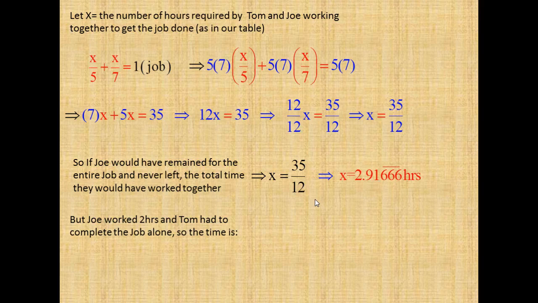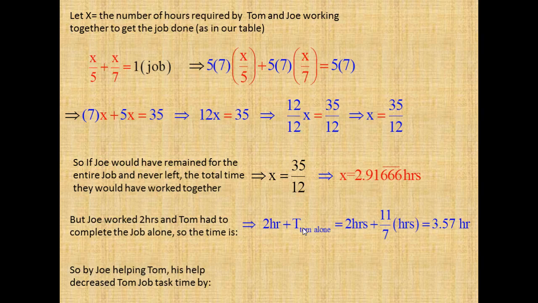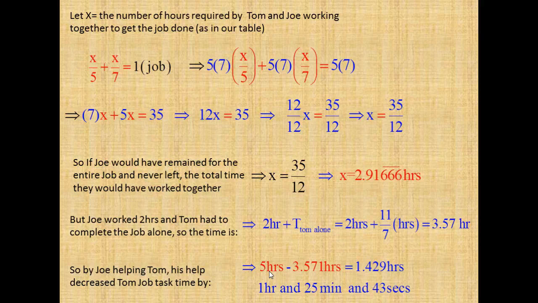But Joe worked 2 hours, and Tom had to complete the job alone. So the time is 2 hours plus Tom alone equals 2 hours plus 11/7 hour equals 3.57 hours. So by Joe helping Tom, his help decreased Tom's task time. Tom working alone would have done the job in 5 hours. But since Joe helped him, okay, you subtract 3.57 hours, and you get 1.429 hours, which comes out to be 1 hour, 25 minutes, and 43 seconds.